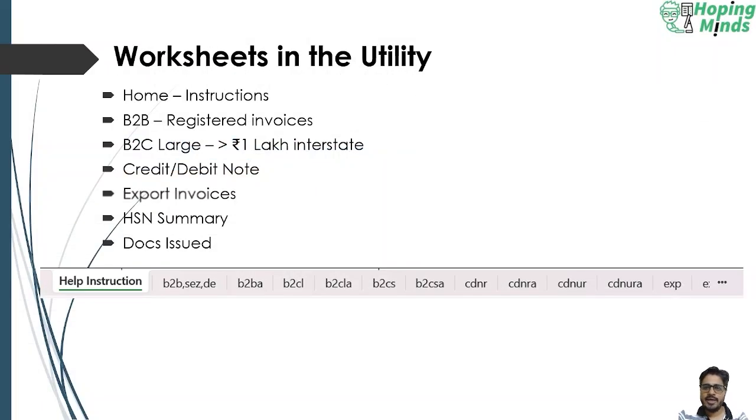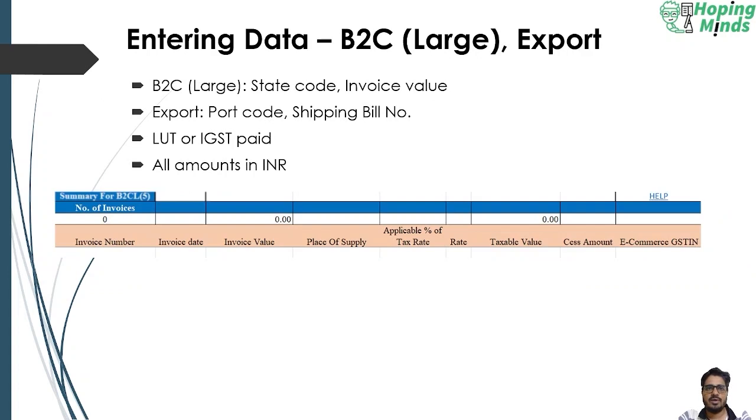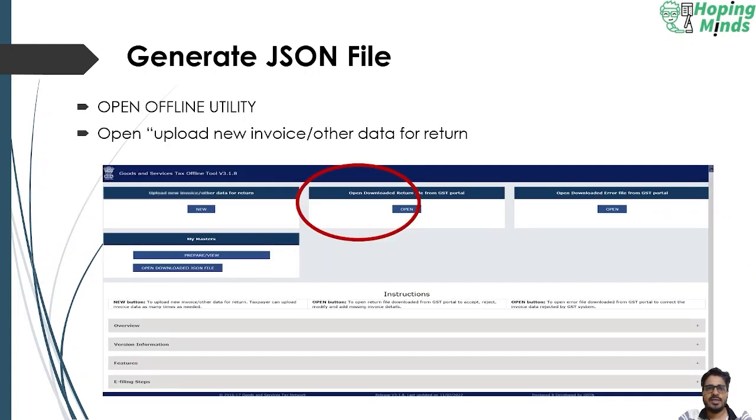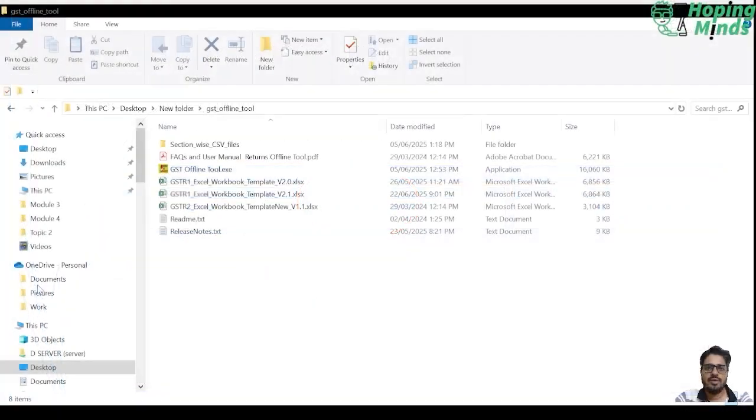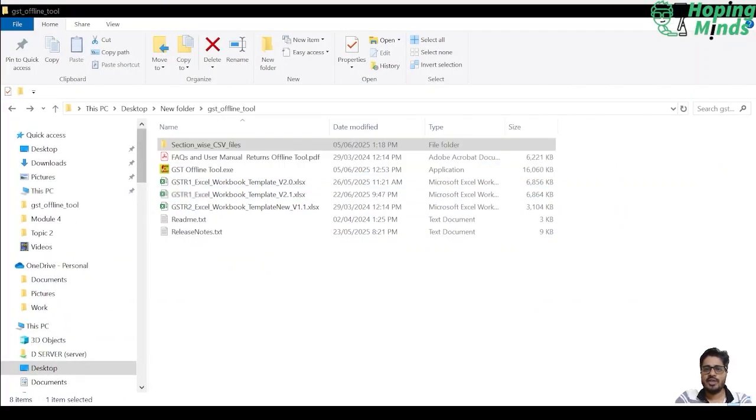So let's get back to the slide. Once the data has been entered in the offline Excel utility, then we have to generate the JSON file that will be uploaded in the GST portal. Let us see how to generate the JSON file. To generate the JSON file, we have to install the offline utility. Here is the offline tool setup. Once the utility has been downloaded, we will open it.